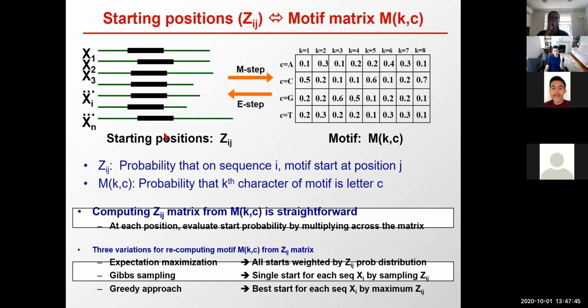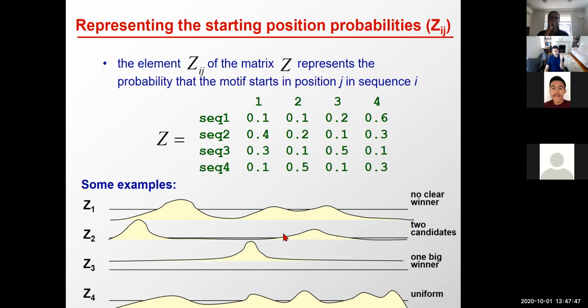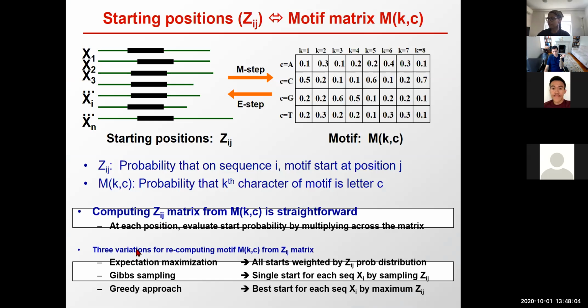So I have a vector that basically tells me with what probability the motif is starting at each position, and to infer the motif logo, the PWM, the position weight matrix, I can simply score each of these positions and then say, which one do I choose? And that's where these choices come together. So what expectation maximization does is that it chooses all of the starts, each weighted by the probability. What Gibbs sampling does is that it chooses a single start by sampling the Zij vector. And the greedy approach basically chooses the best start for every sequence by maximum Zij.